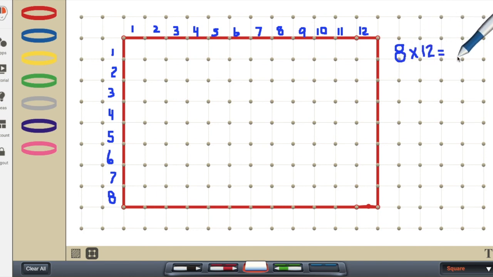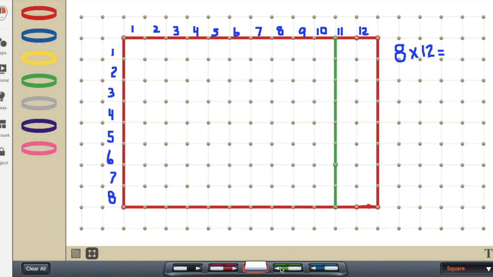8 times 12? I don't know what 8 times 12 is. That's too big. What am I going to do? Oh, I know what I'm going to do. How about breaking this rectangle into some smaller rectangles? Here, let me grab a green band over here. I'm going to look for some friendly numbers, and I know I can times 10. So anything times 10 is an easy calculation. So let me just divide it off over here.